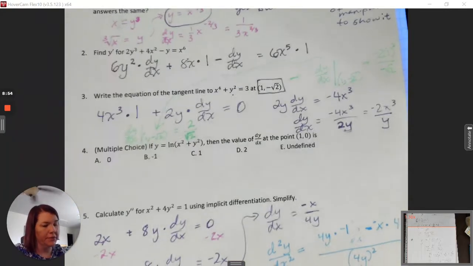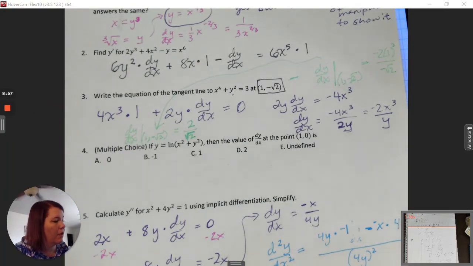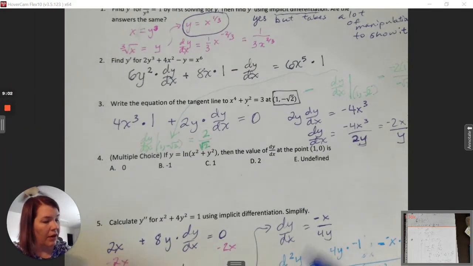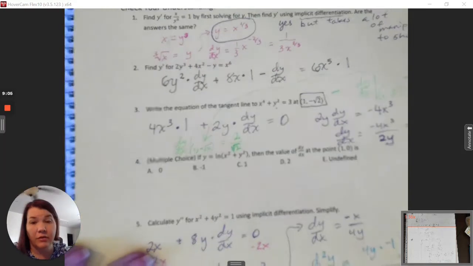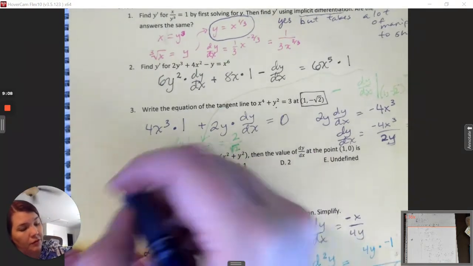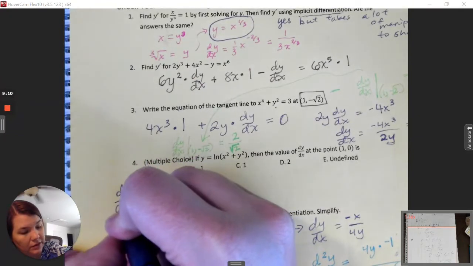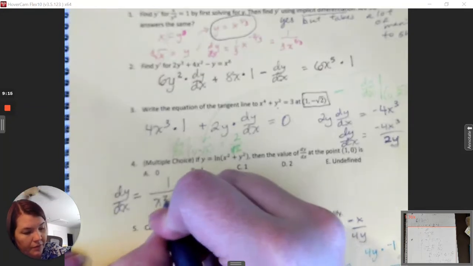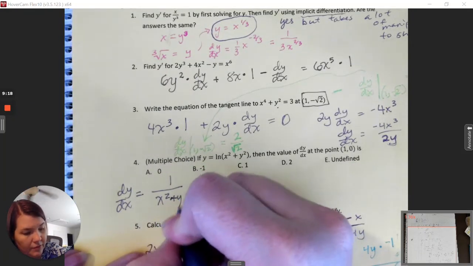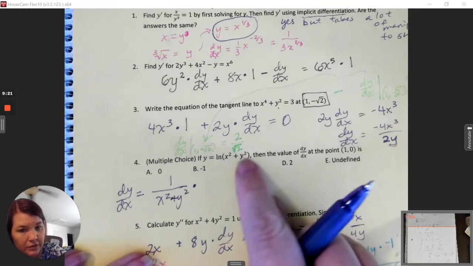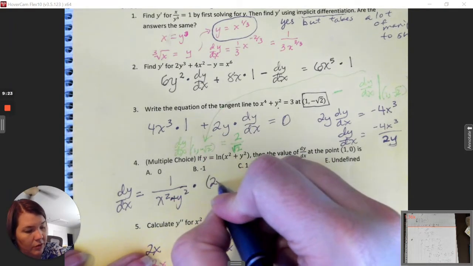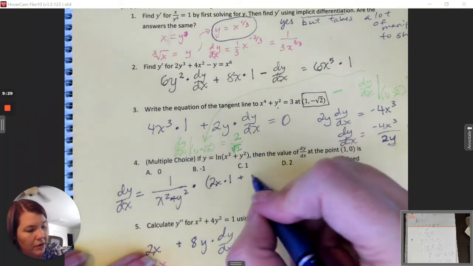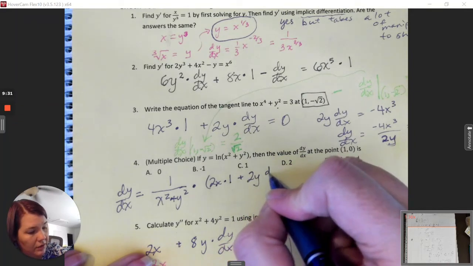All right, multiple choice. If y equals the natural log of a mess, then the value of dy/dx at the point 1, 0 is. So let's take the derivative, shall we? So derivative of natural log, dy/dx equals, the derivative of natural log is 1 over the argument times the derivative of the argument. So the derivative of that is 2x times derivative of x, which is 1, plus derivative of 2y, y squared is 2y dy/dx.